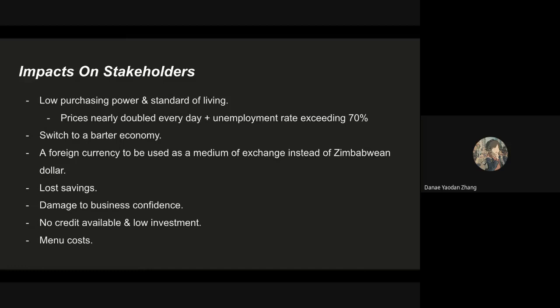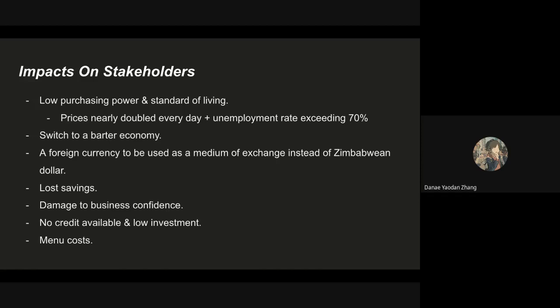The hyperinflation in Zimbabwe has caused significant impacts on consumers, producers, and the government. Since the prices of goods and services in Zimbabwe nearly doubled every day, consumers could not afford basic necessities. As the prices rose faster than the incomes, poverty increased, the standard of living became lower, and economic activities virtually shut down. Because the hyperinflation was so serious, a foreign currency such as the South African rand, US dollars, and so on, has been used as a medium of exchange instead of the Zimbabwe dollar.